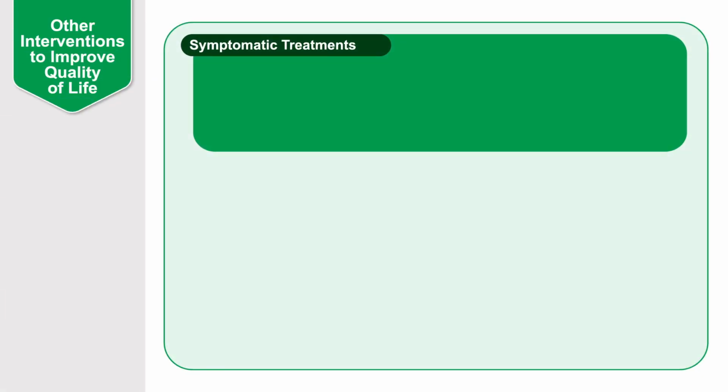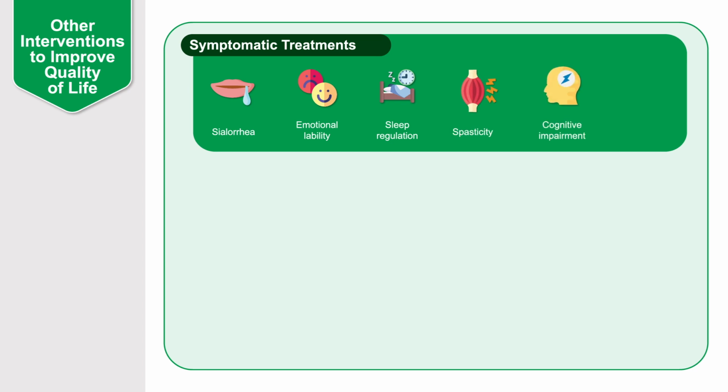The mainstay of care for people living with ALS includes interventions to improve quality of life. Much of that revolves around symptomatic treatments for ALS. Those include things like sialorrhea or excessive saliva, emotional lability and sleep issues, as well as spasticity and cramps, and cognitive impairment and mood disorders.